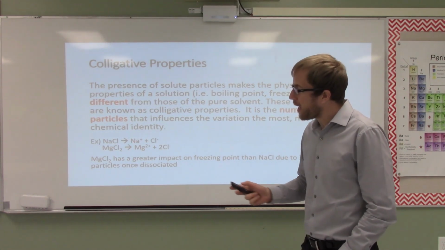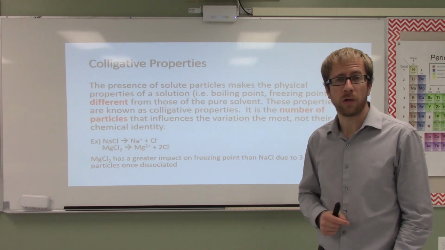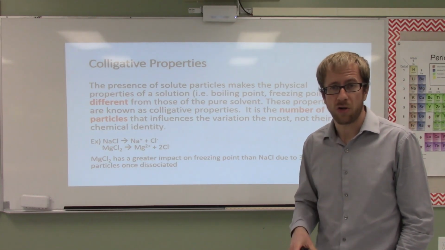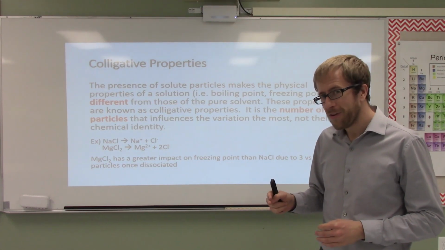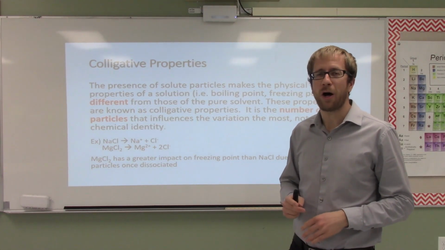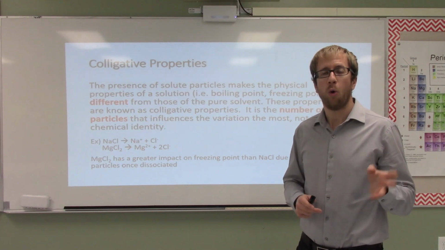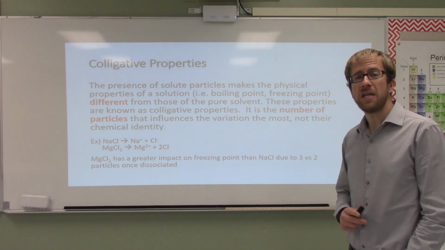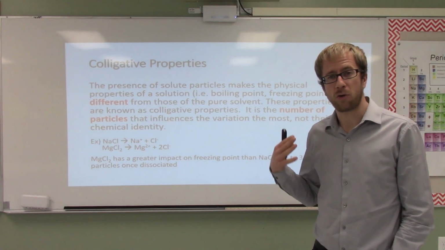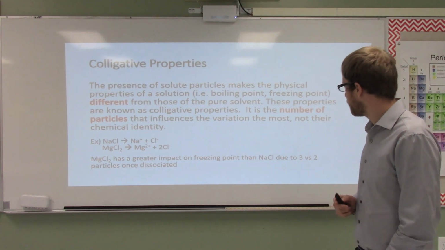It's the reason why we don't really use sodium chloride on our streets in the winter. When we use road de-icer salt, we don't use sodium chloride, we often use magnesium chloride or calcium chloride. Why? Because they dissociate into more ions and have a greater impact.